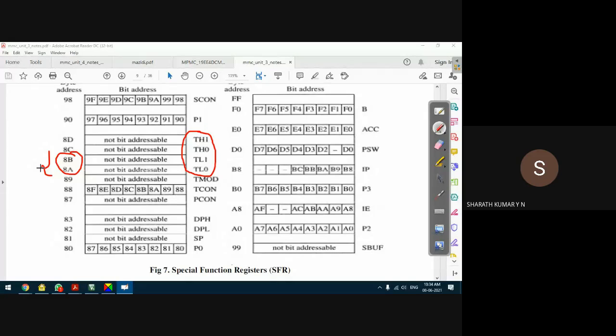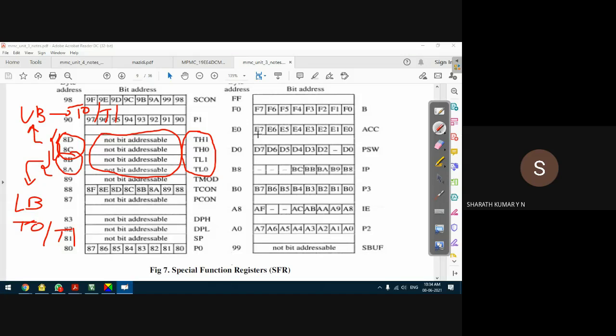Okay, no problem. This 8A and 8B correspond to the lower byte of each timer, that is timer 0 as well as timer 1. Whereas 8C and 8D, the byte addresses 8C and 8D, correspond to the upper byte of both timers, that is timer 0 as well as timer 1. And you can also observe that they are not bit addressable. They are only byte addressable. Okay, that's what it is.